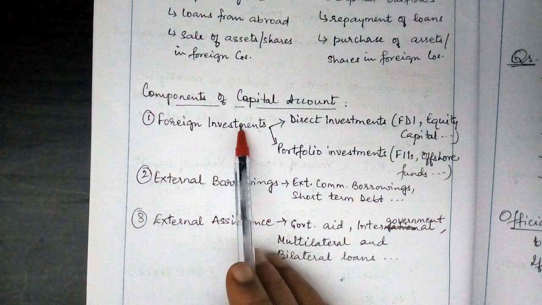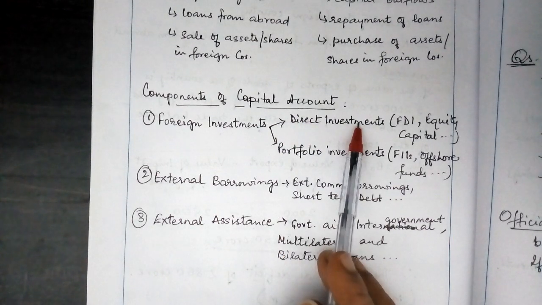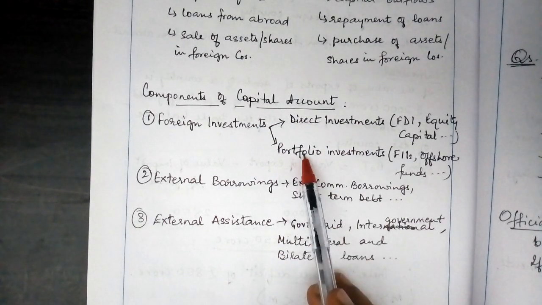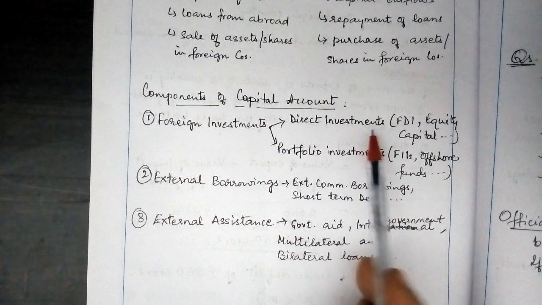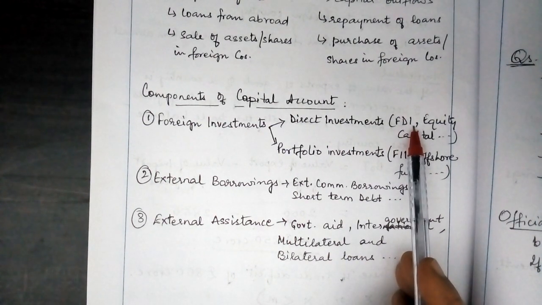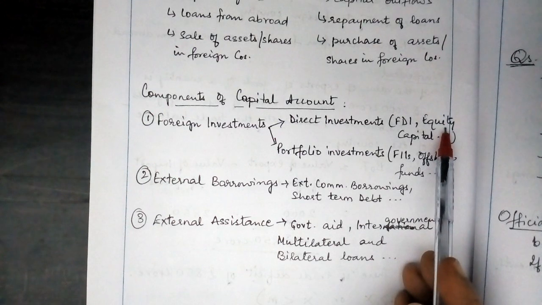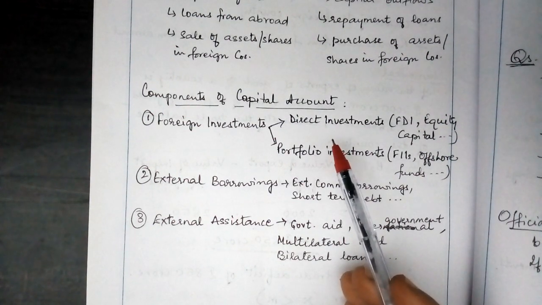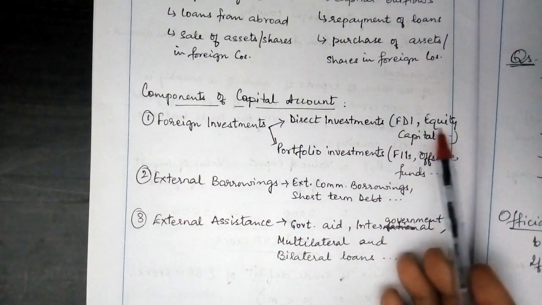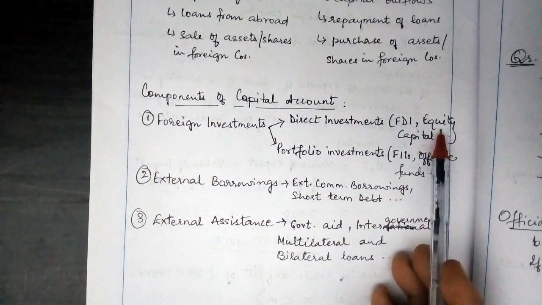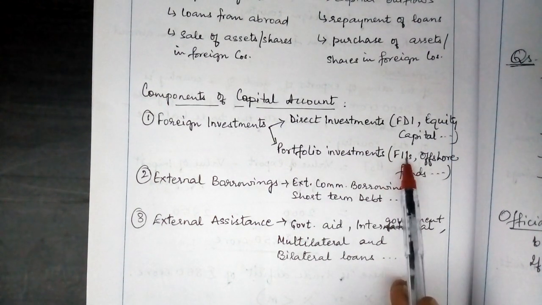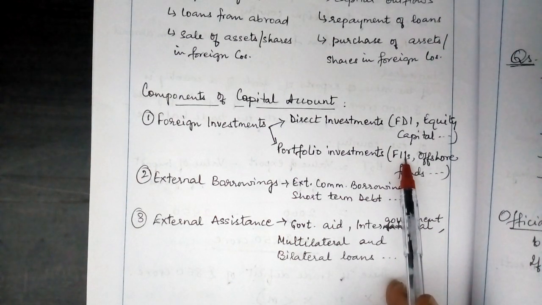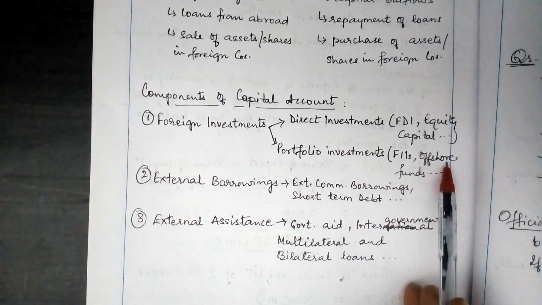The foreign investments can be direct investments or portfolio investments. The direct investments are foreign direct investment, equity capital, reinvested earnings, and other direct capital flows. Whereas portfolio investments are foreign institutional investments, that is the FIIs, then offshore funds, etc.